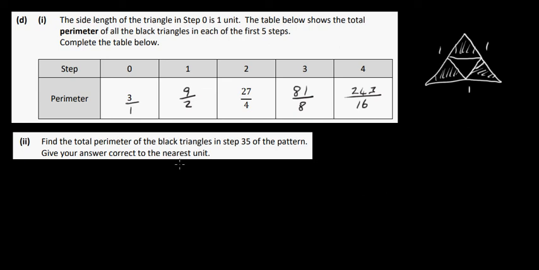Okay, so we've got to find the total perimeter. So I wouldn't go trying to work this out for each step. There is a method for doing it that would be a little bit quicker. So let's have a look at that. Again, we have a geometric sequence here where the common ratio r is 3 over 2. We're multiplying each term by 3 over 2.